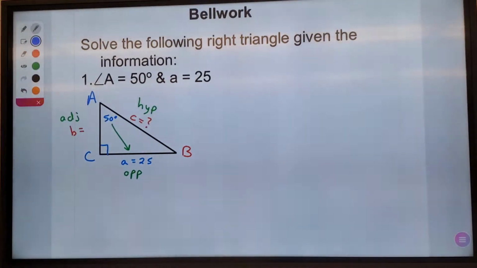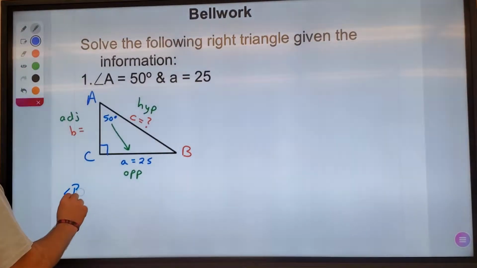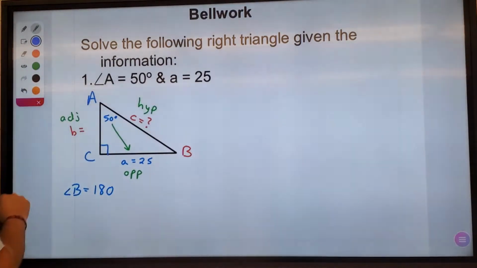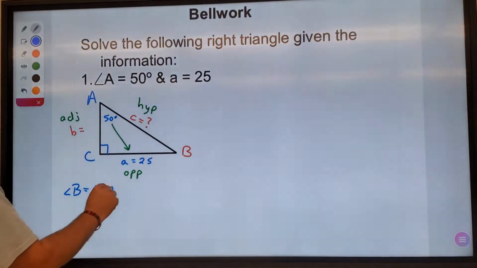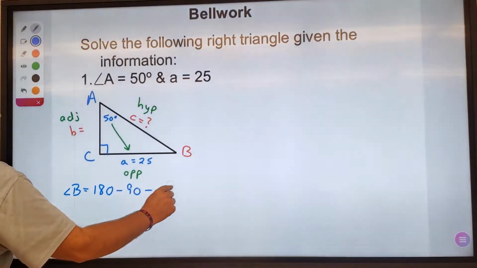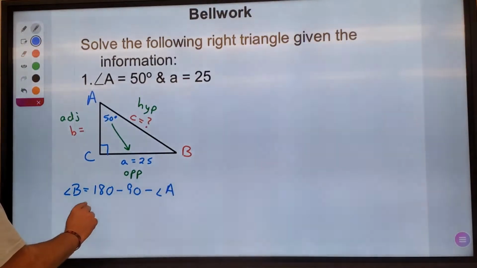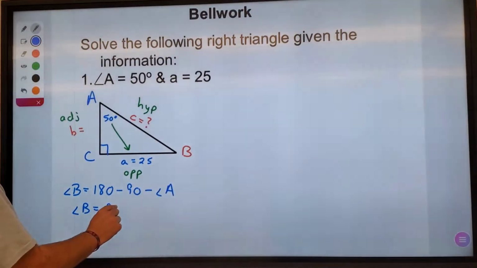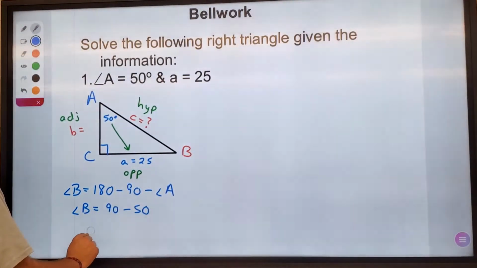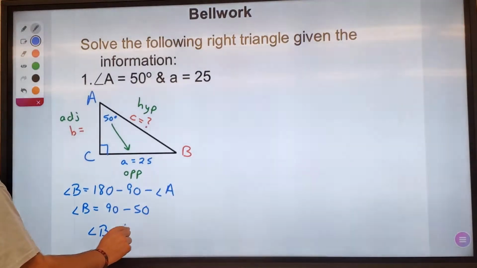Okay. First and foremost, since angle B is the only angle that we are missing, let's go ahead and solve for angle B. So angle B is going to be equal to 180. Again, how many degrees is inside of a triangle? 180, because of the triangle sum theorem. Minus the 90 degrees for angle C, minus angle A. So angle B is equal to 180 minus 90, minus the 50 degrees for angle A. So angle B is equal to 40 degrees.